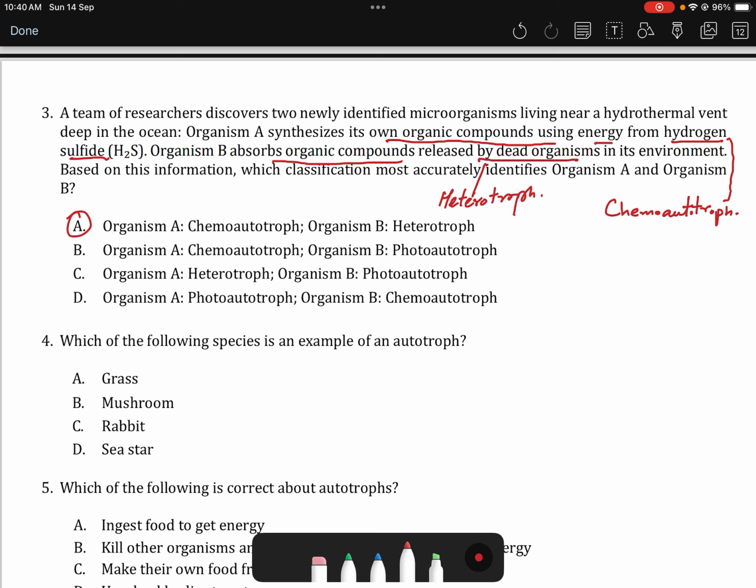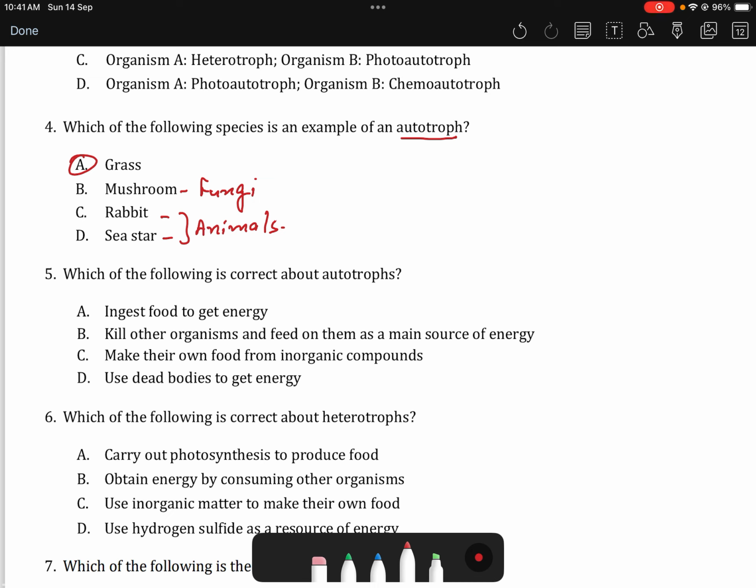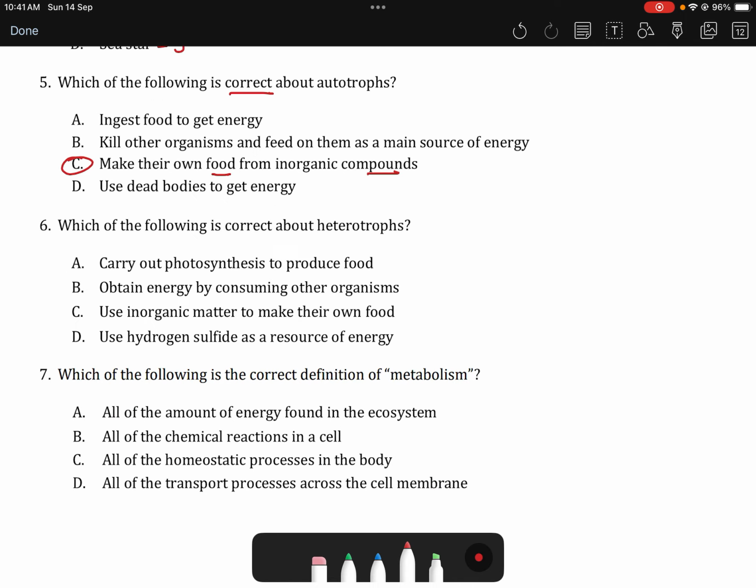Next question: which of the following species is an example of an autotroph? Of course grass, because mushroom is a fungus, which is a heterotroph. Rabbit and sea star are animals, so they are heterotrophs. Which of the following is correct about autotrophs? We know that they make their own food by getting light or hydrogen sulfide. Ingest food, no. Kill other organisms, no. Make their own food, yes, that's the answer.